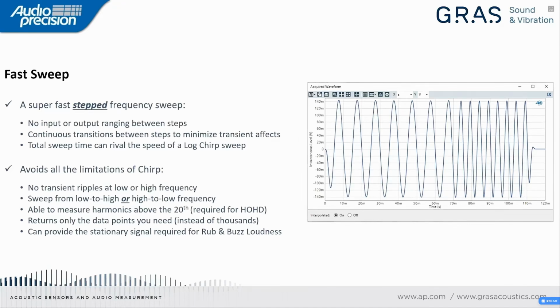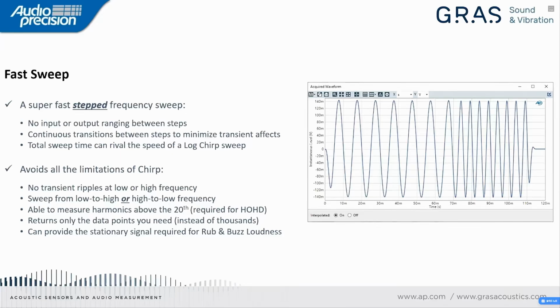Not quite as fast as log chirp for the resolution, but it also has some advantages and avoids some of the limitations of chirp. So there's no transient ripples at low or high frequency. You can sweep from low to high or high to low. You're able to measure harmonics above the 20th harmonic, which is great for the high order harmonics. It says required here. You can still get high order harmonic distortion as a result from the log chirp, but it will be limited to the 20th harmonic.